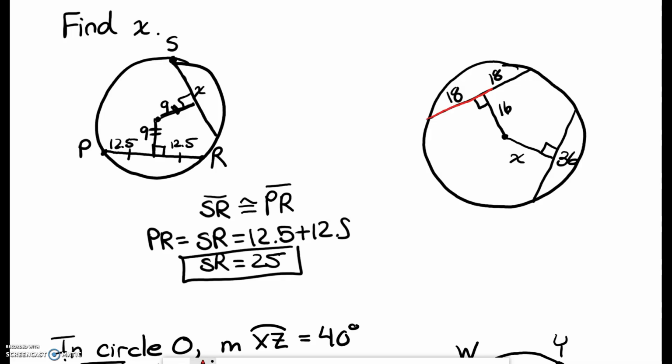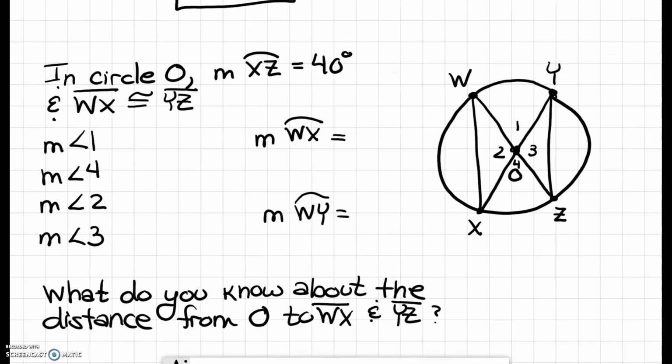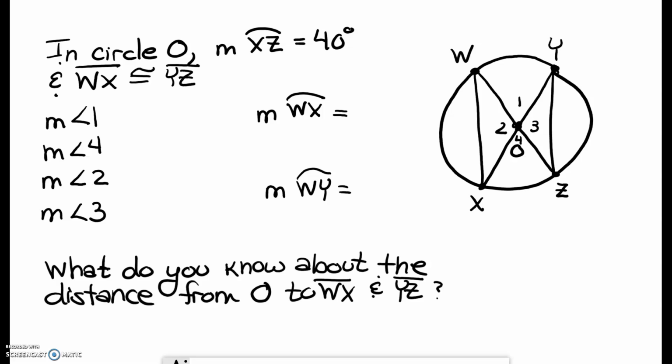This chord right here has a measure of 36, and this chord right here has a measure of 36. That means their distance from this center here, these two lengths, must be equal. So X has to equal 16, not 6. All right, so now let's take a look at this picture right here.